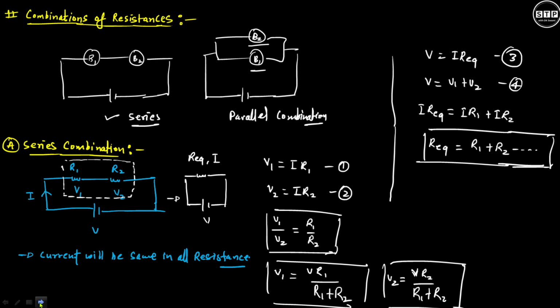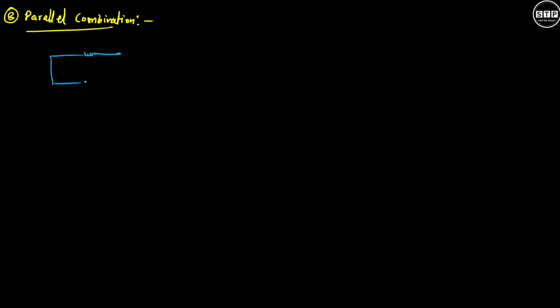Let's go on the parallel combination of resistances. So parallel combination. What is the parallel combination? Where the resistances are connected directly to the battery. Okay, so for example, here is the resistance 1 and this is another resistance 2. They are directly connected to the battery.